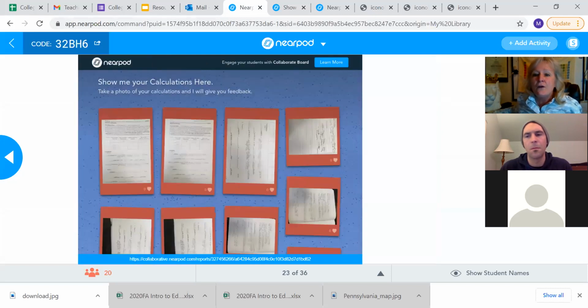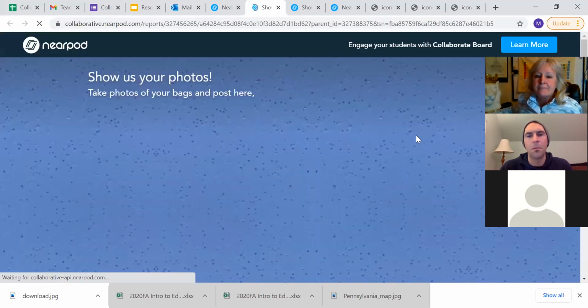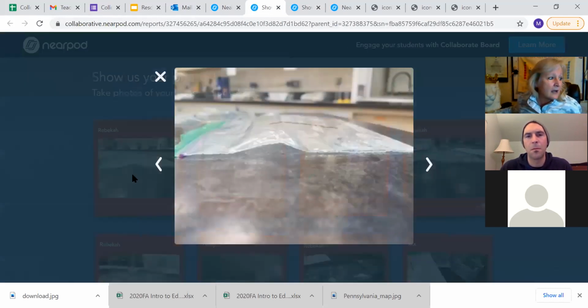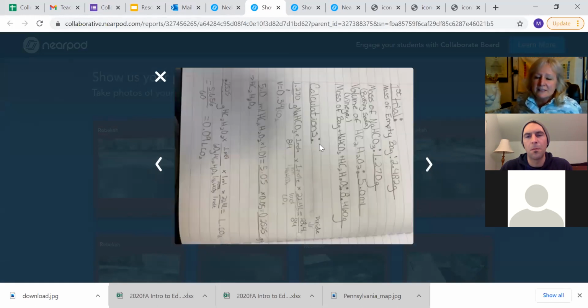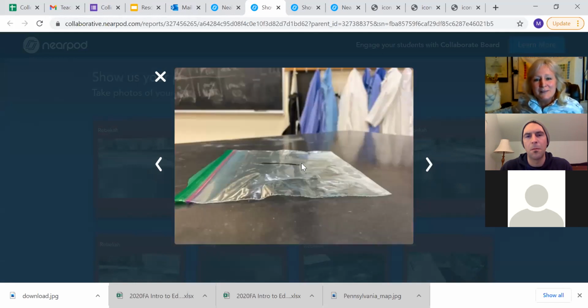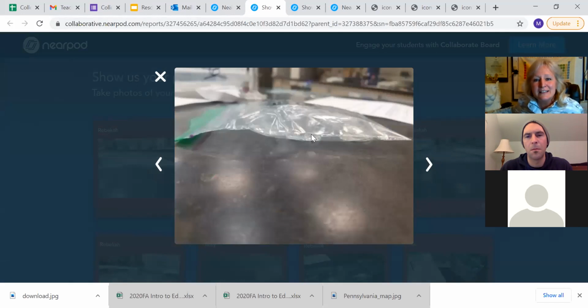And so here are the pictures of their bags. So here is one student's bag. So this is hardly inflated at all. Okay, this student wasn't following directions. They didn't put the photograph in the right spot. So this one's getting some height to it. This one's getting a little more height to it. They're producing more carbon dioxide.